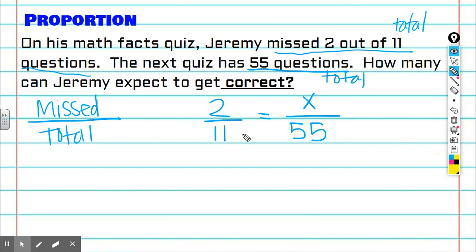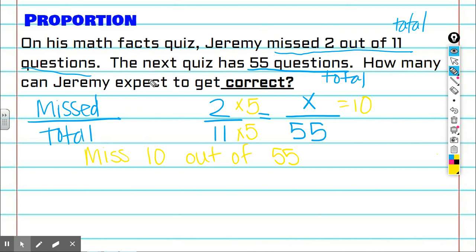Then we're going to do some multiplication. 11 times what gives us 55? 5. Whatever you do to the denominator, you have to do to the numerator. 2 times 5 equals 10. So out of 55, he would miss 10 out of 55. Well, let's go back to the question.